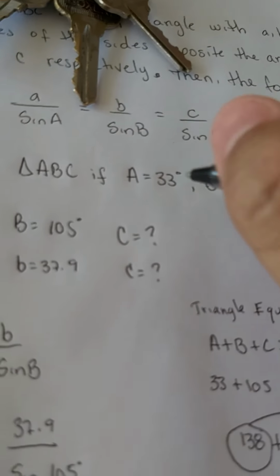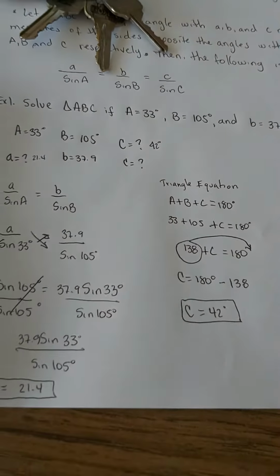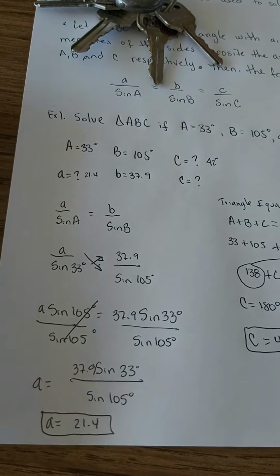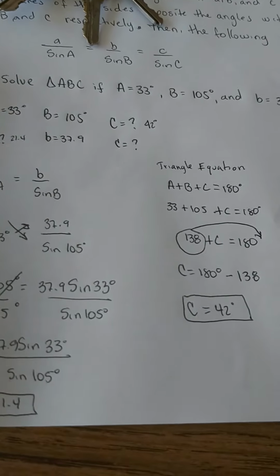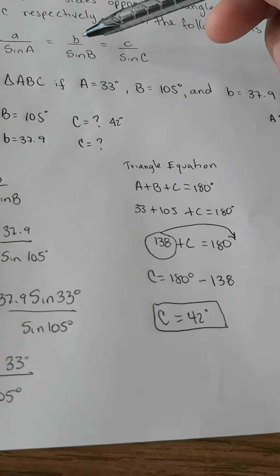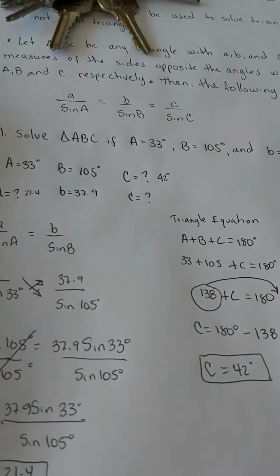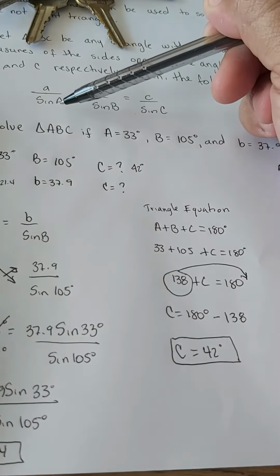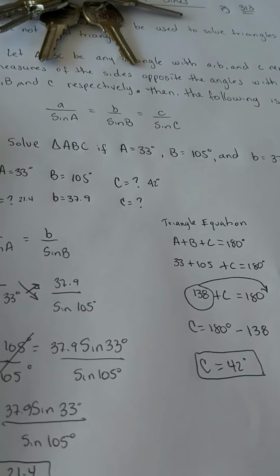Now we know the measure of angle C, 42 degrees. So what are we missing? We're missing side c. And again, we can apply the law of sines. We can use b over sine of B equals c over sine of C, or we can also use a over sine of A equals c over sine of C. Okay?